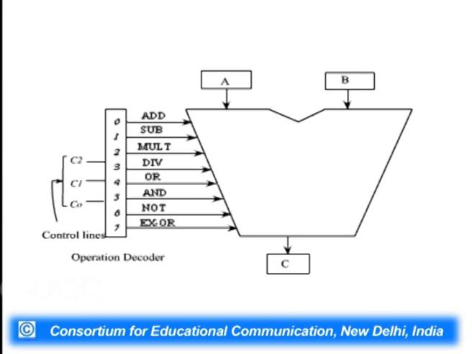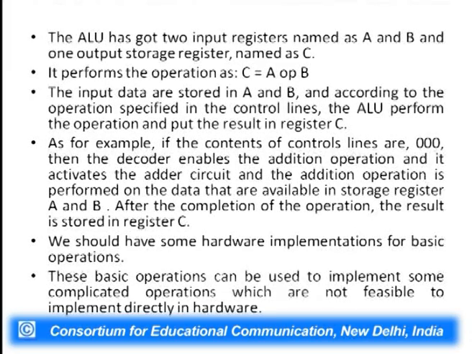So, this is a general block diagram of an ALU. As can be seen, there is an operation decoder, which accepts these 3 bits C2, C1, C0. Depending upon the combination, it selects one of these operations. A, B and C mark the 3 blocks which are the temporary registers, one storing one operand, the other storing the other operand, and the third one storing the result.